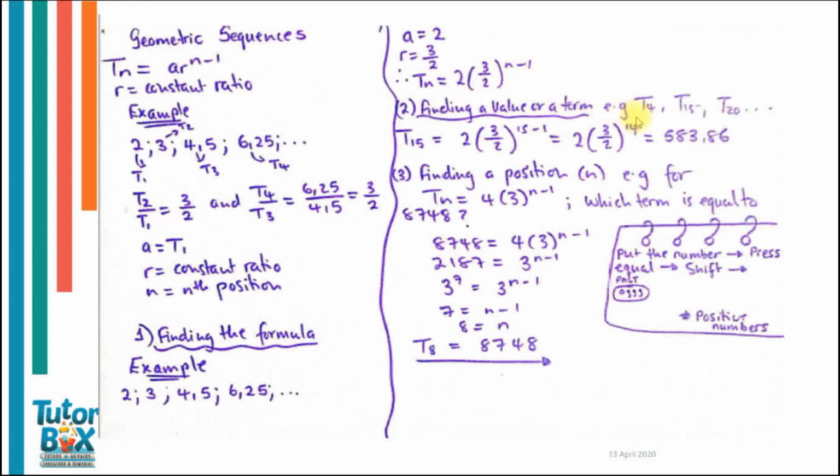And then the second one says finding a value or a term. In case they ask you to find the fourth term, the fifth term, the 20th term, and so on, this is what you do. The 15th term in this case will be equal to 2 times 3 over 2. Remember, Tn is equal to AR to the power n minus 1. Now you want the 15th term, so wherever it's n, you replace it with 15. So the 15th term is equal to 2 times 3 over 2 raised to the power of 15 minus 1, and you should get 583.86.